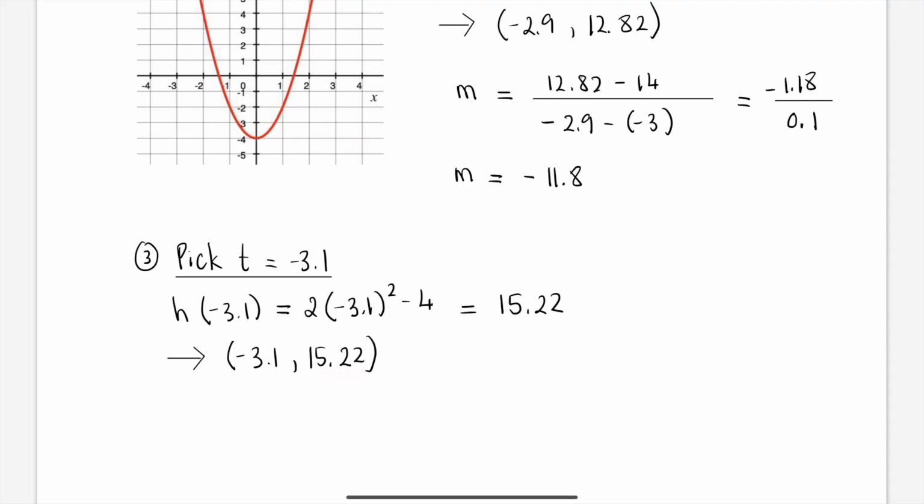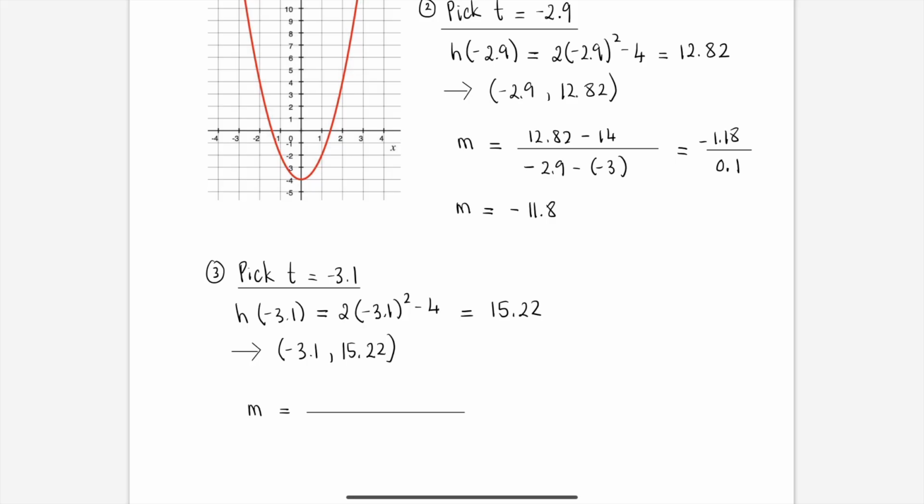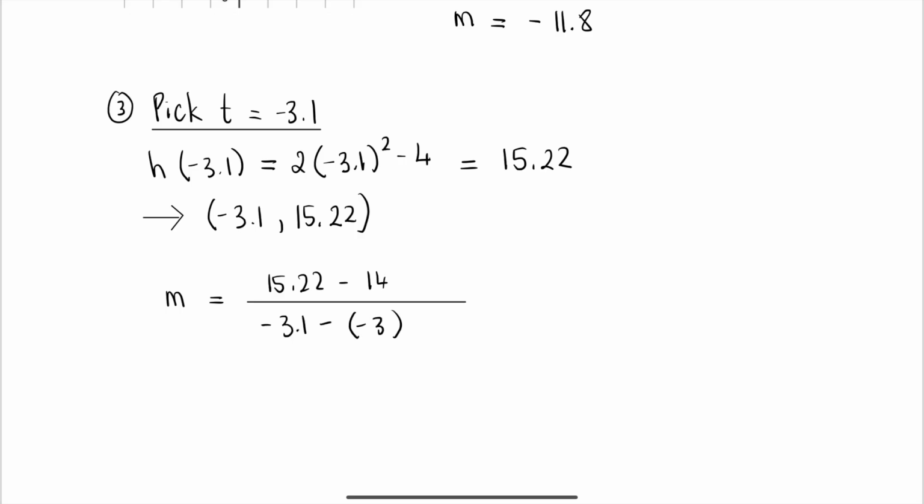And I use a slope formula to find the average rate of change. The numerator is the change in the output. So I take 15.22 minus 14. And the denominator is the change in the input. I take negative 3.1 minus negative 3. And I get 1.22 divided by negative 0.1, which is negative 12.2.